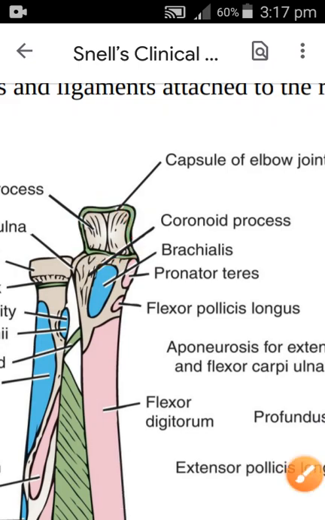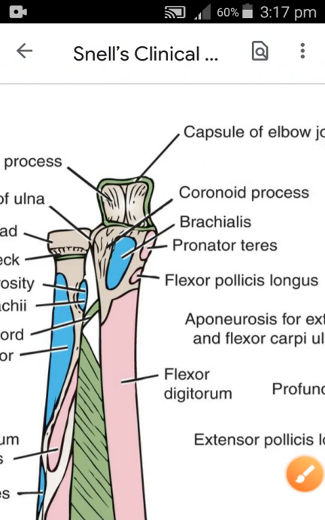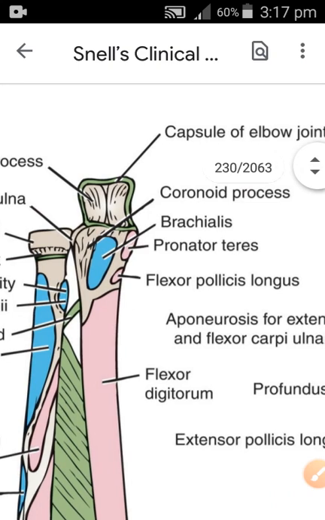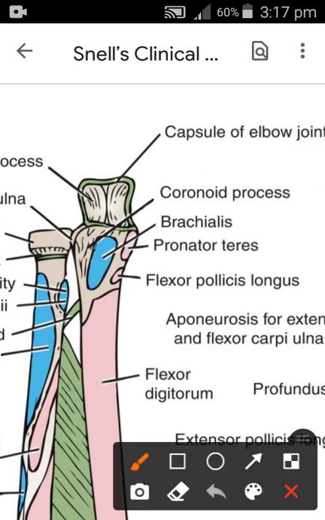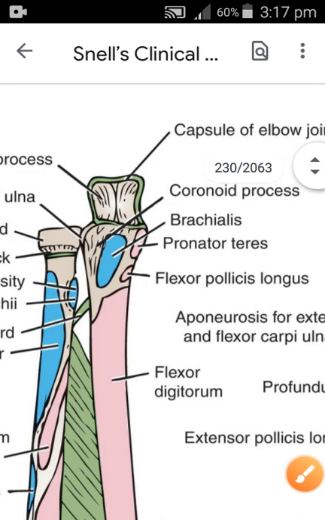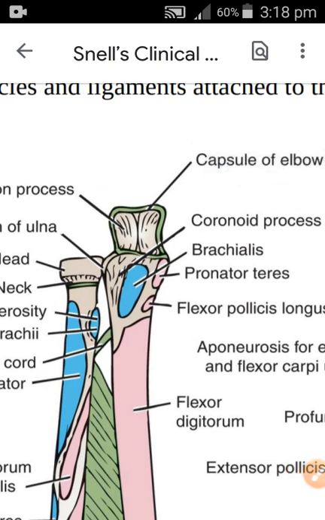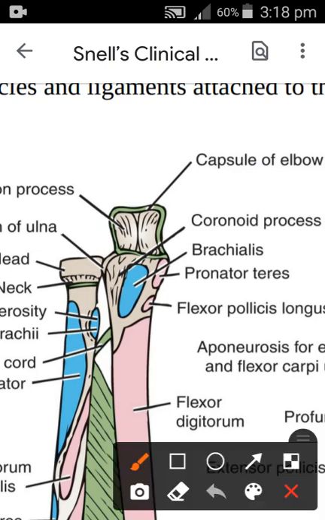This is the coronoid process, and here is attached the brachialis muscle. Which muscle is attached here? The brachialis muscle. This is the attachment for the brachialis muscle, on which process? The coronoid process. Sorry for the inconvenience. At the start of this video, I told you something different, but I am sorry, on the coronoid process the brachialis muscle is attached.